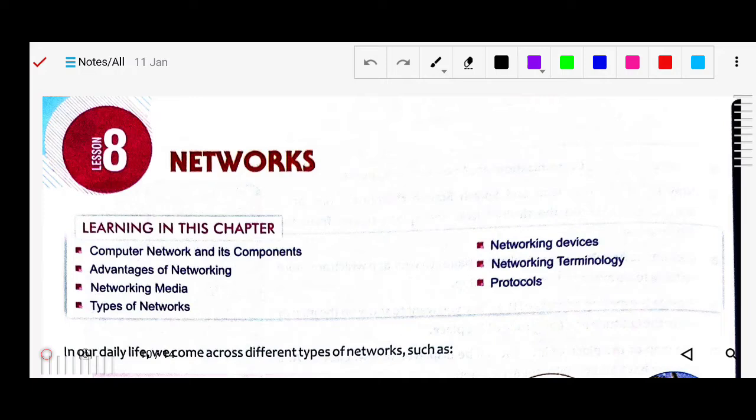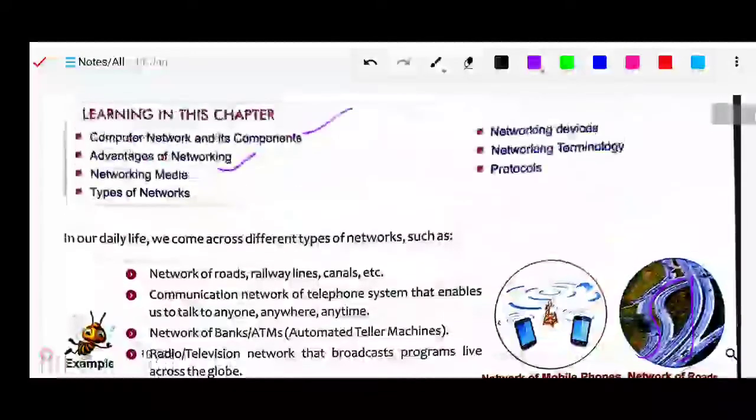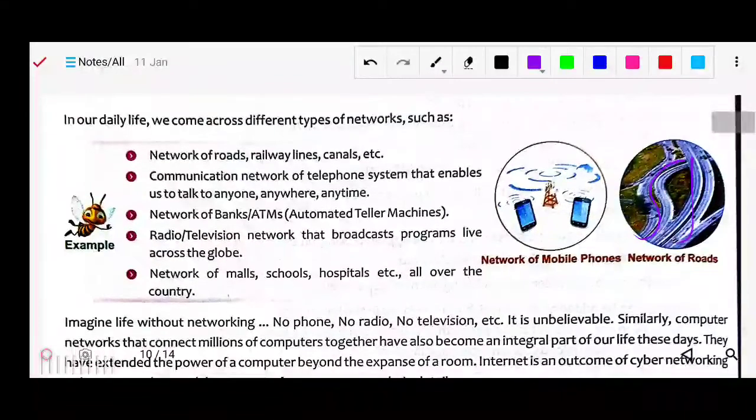So in this chapter we will study the computer network and its components, advantages of networking, network media, types of network, networking devices, networking terminology, and protocols. First of all, we will try to understand what a network is by some examples.